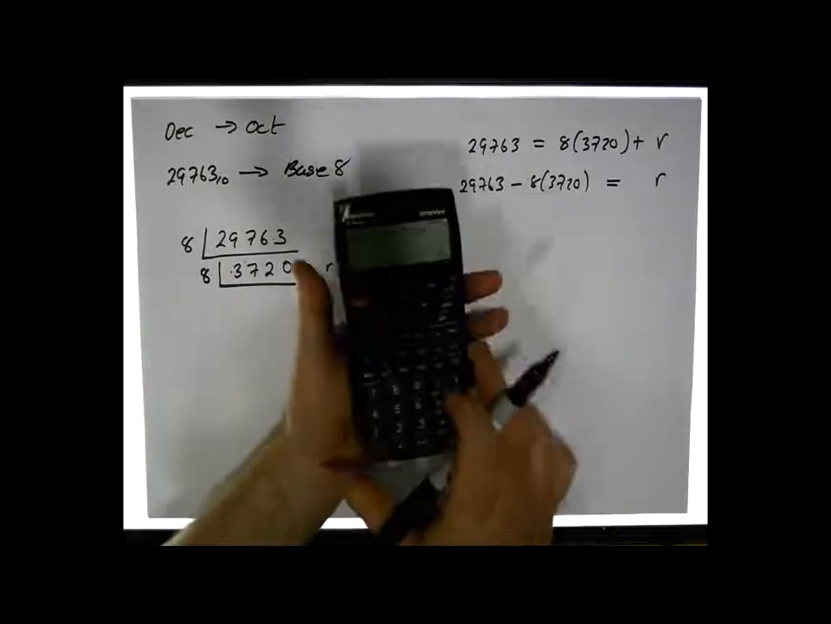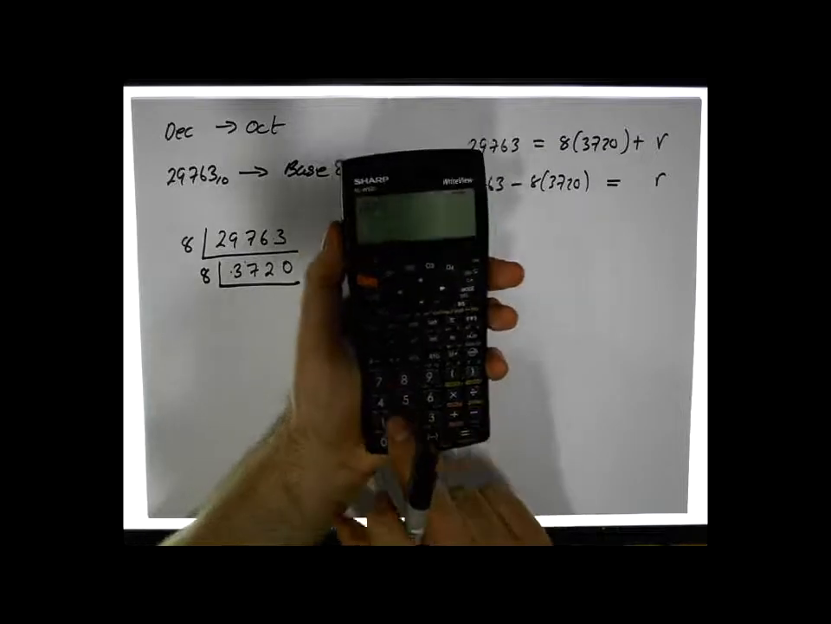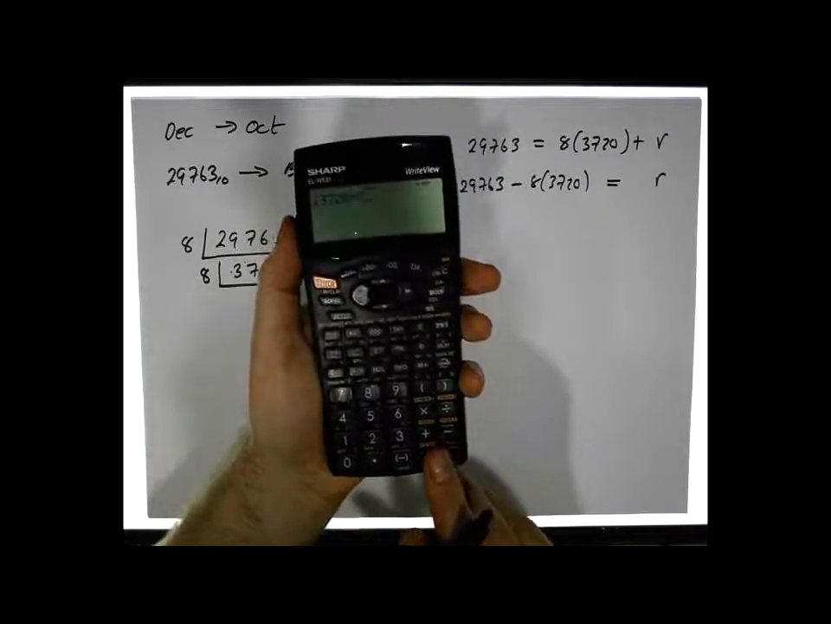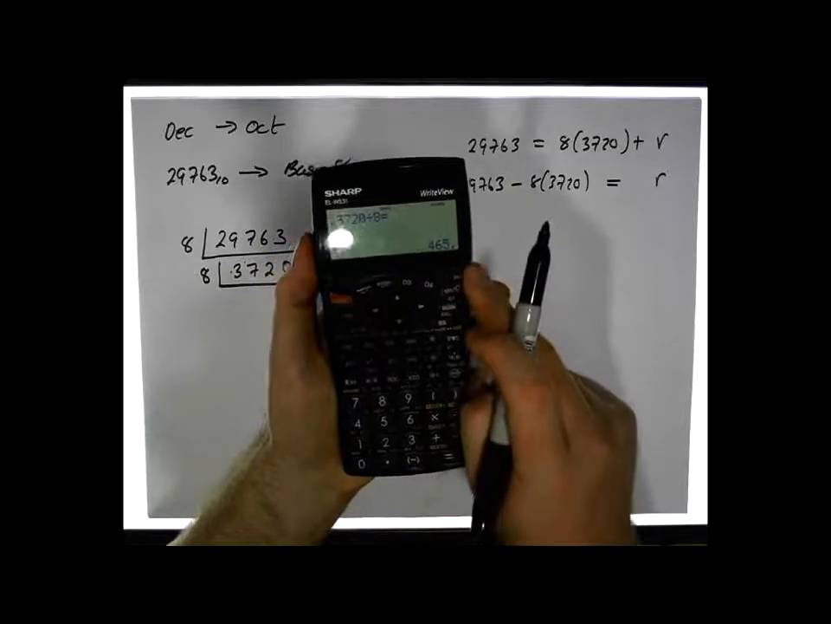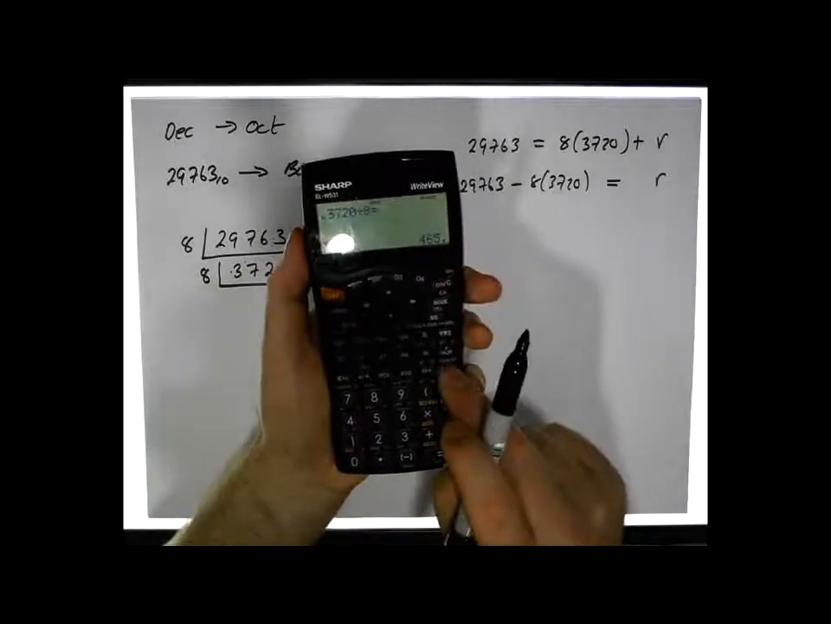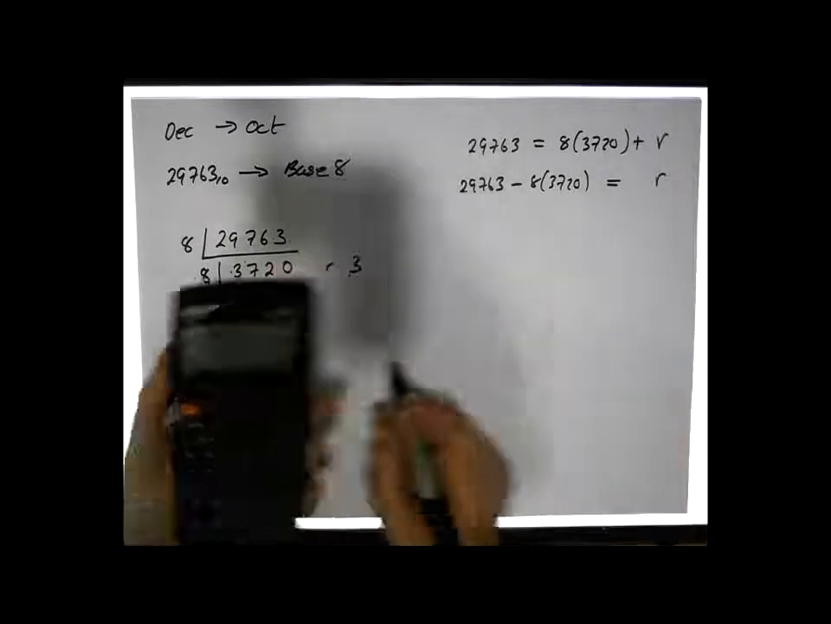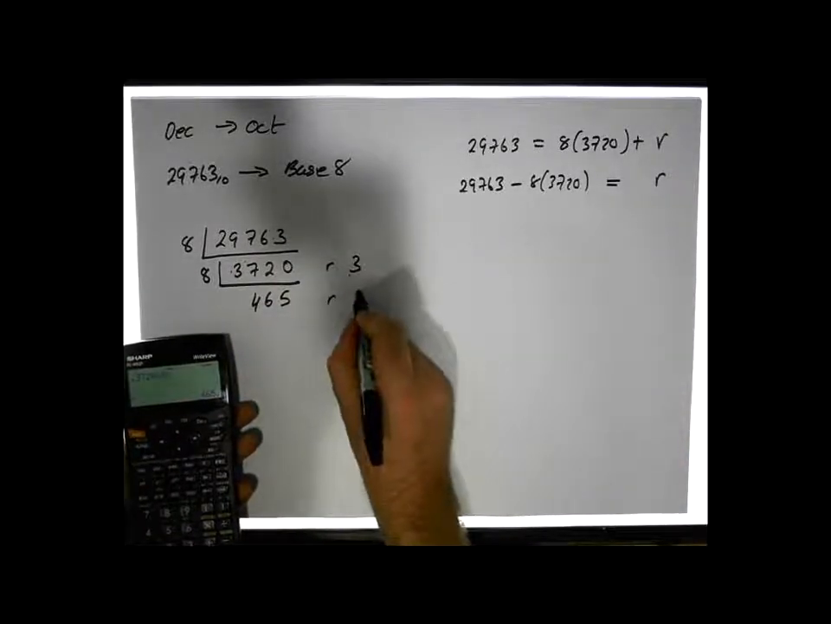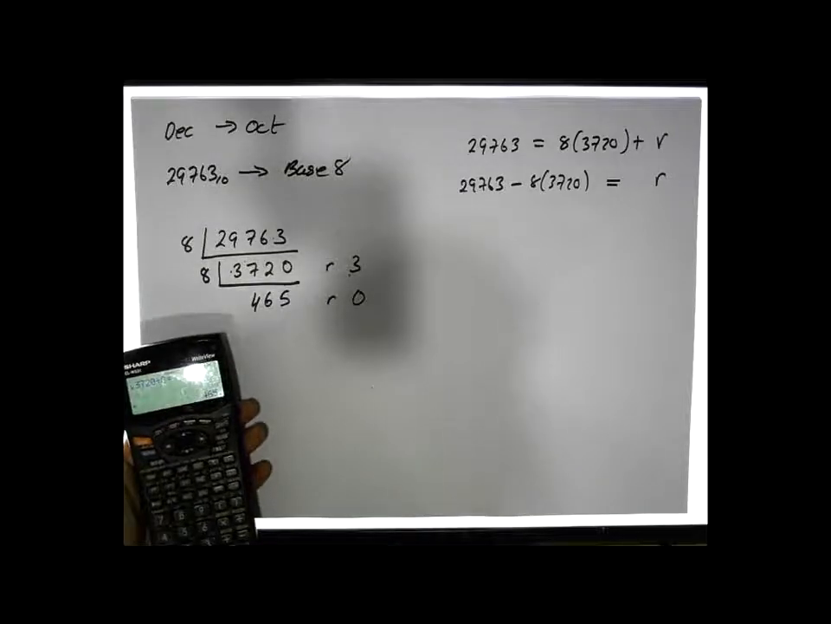So let's do that again. So now we have 3720 divided by 8. Okay? It goes 465 times. There are no decimals, it goes that perfectly. So it goes 465 times. So the remainder must be 0. Okay? So the remainder must be 0.